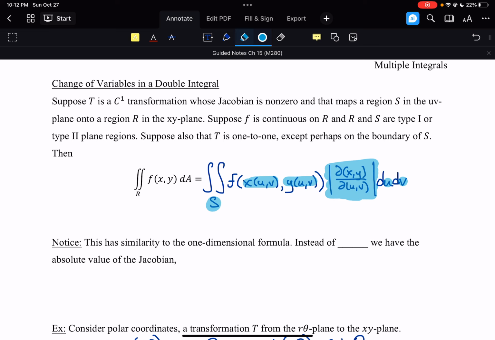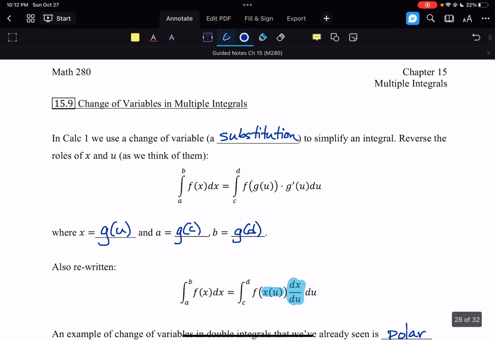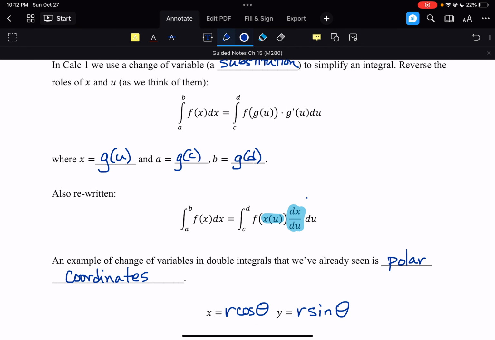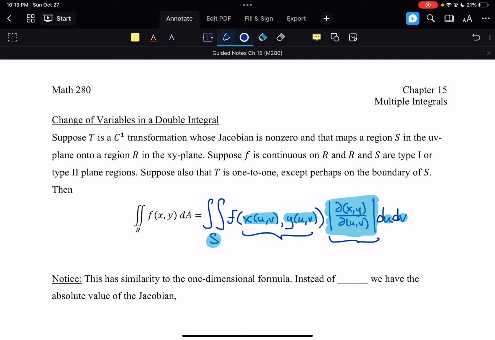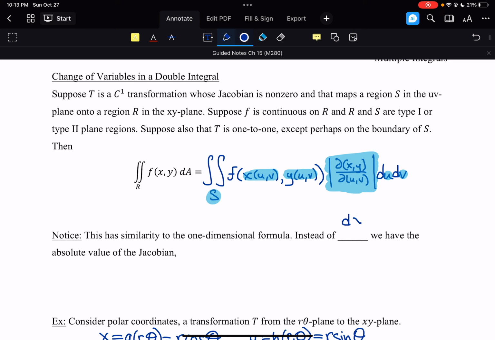So we can convert between x's and y's and u's and v's. If we go back and look at the very beginning of this section, we talked about the original Calc 1 formula of the u substitution right here. This had f of x of u times dx du, right, when we converted between x's and u's. If we look at this one now, this is basically the same thing, except we've got two variables, and instead of dx du, because we have multiple variables, we have the absolute value of the Jacobian, so that's the absolute value of partial xy with respect to uv.